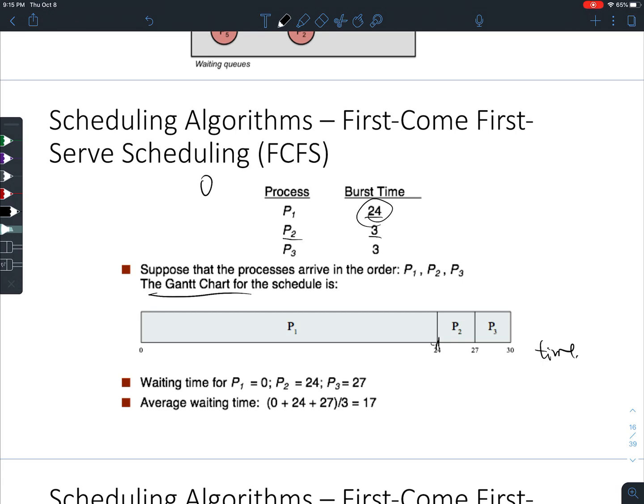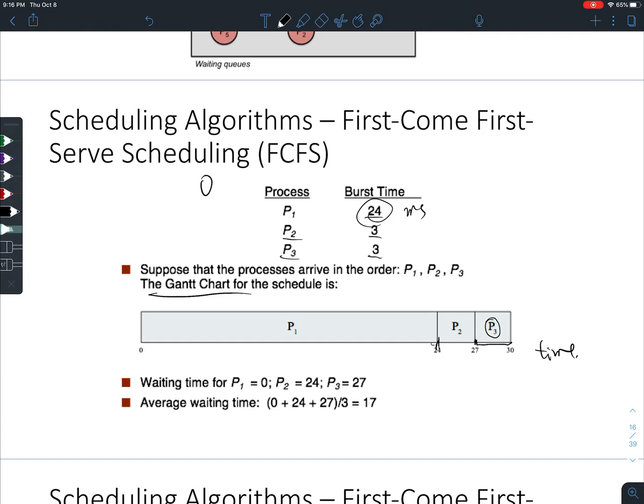Next we're going to let the CPU execute P2. P2 is going to take the CPU for 3 milliseconds. Here I'm just using milliseconds as the time unit. So P2 is going to occupy the CPU from time 24 to 27. And then the last one is P3. Since its CPU burst time is also 3 milliseconds, it's going to take the CPU from time 27 to 30.